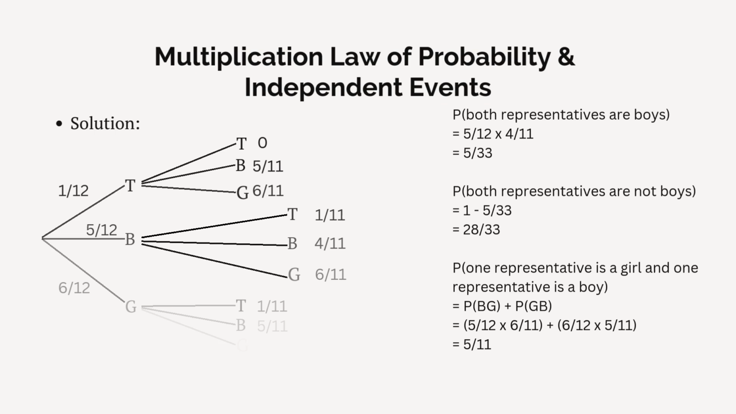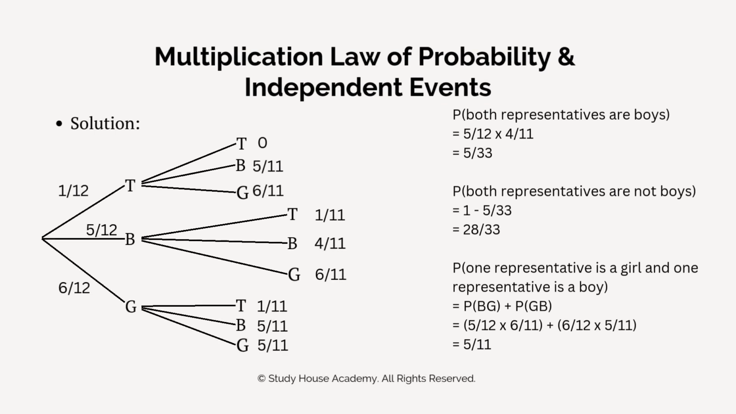Here's the solution. In a class with a teacher, 5 boys, and 6 girls, if 2 are picked at random, the probability of both being boys would be 5/12 for the first choice multiplied by 4/11 for the second, giving us 5/33. The probability that both representatives are not boys is equal to 1 minus 5/33, which is 28/33.